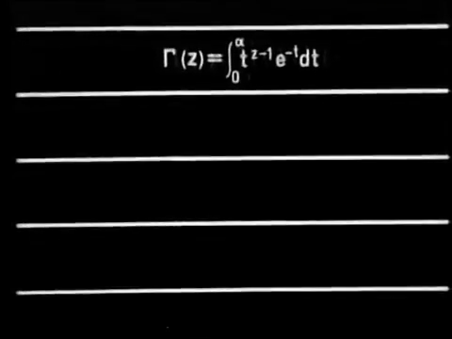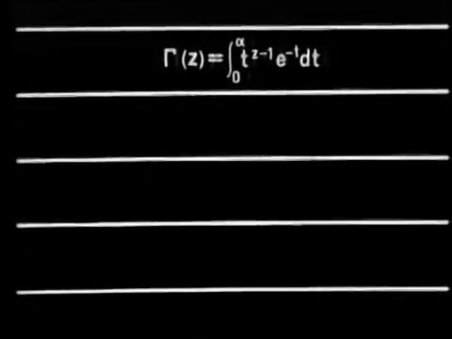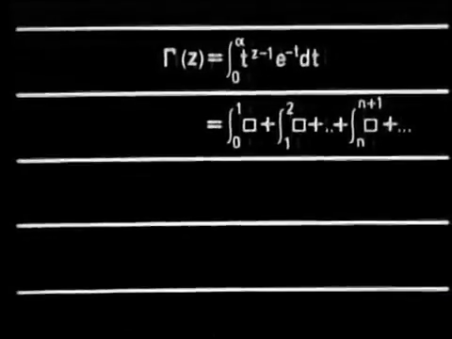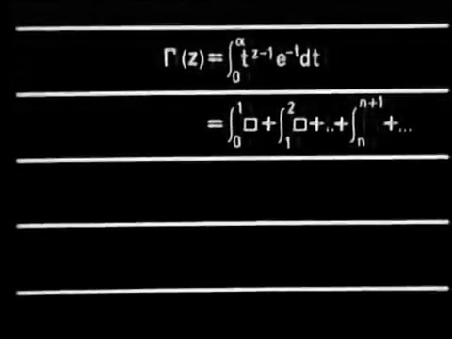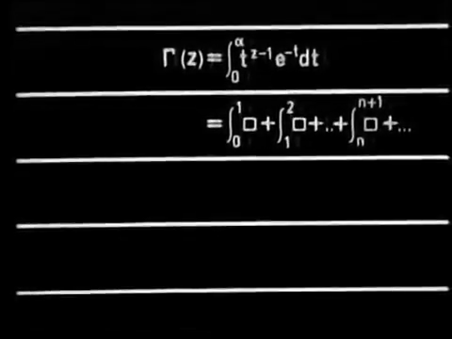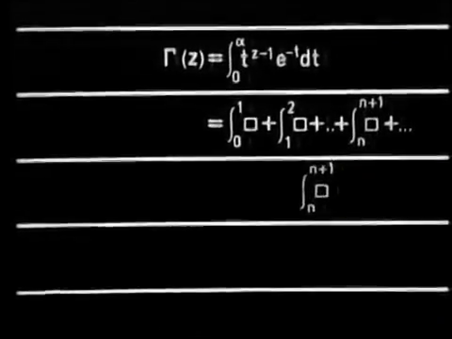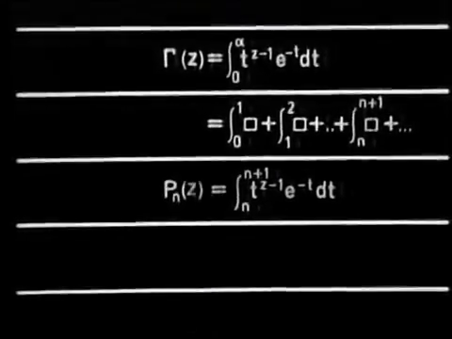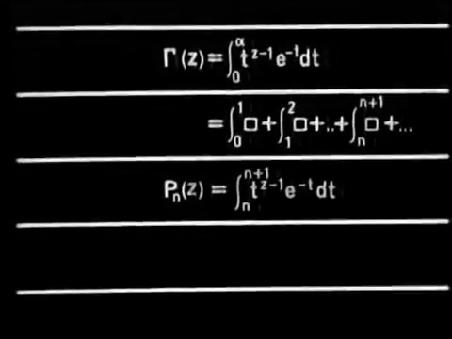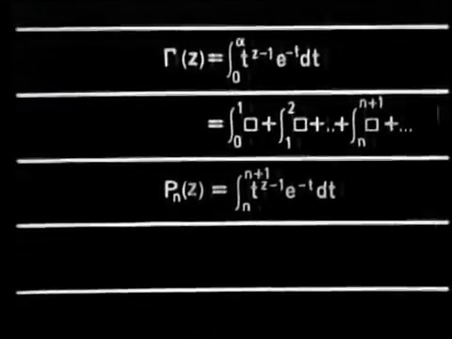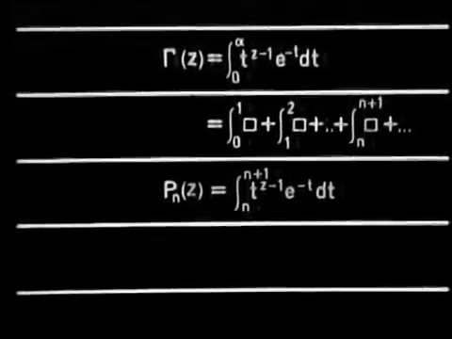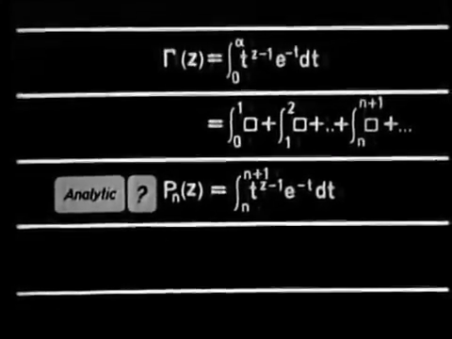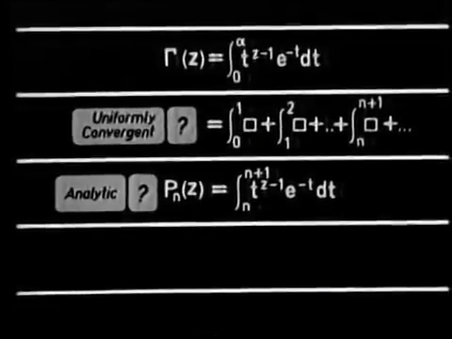Now, the first step is to break the integral itself into smaller parts to form a sum of integrals, each over a finite interval. The general term in the series we'll call P_n(z). Now, immediately, there are two objectives for the analysis. First, to show that P_n(z) is analytic, and then, if so, show that the series is uniformly convergent.